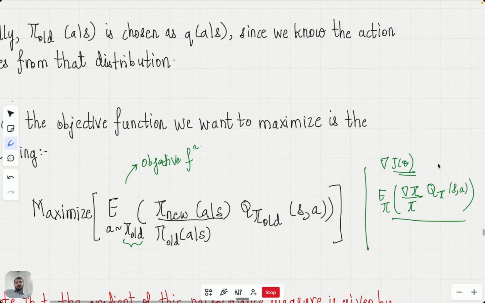The main problem, I think, why this was difficult to write in the first place is that here you are dealing with pi new and pi old. So it is some sort of iteration over the old policy, whereas here you have a single pi, and to transition from a single pi to pi old and pi new is not straightforward.